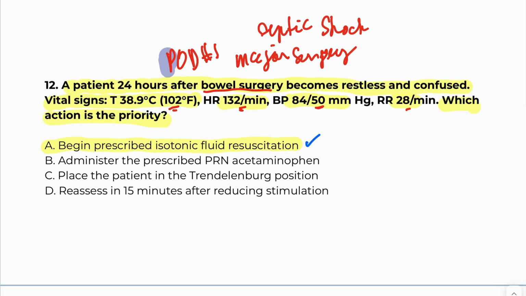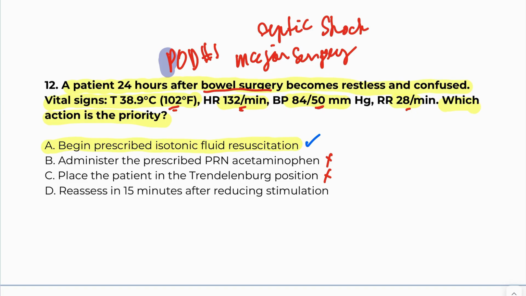Letter B sounds good because the temperature is really high, but that's not a priority at this stage. The other priority would be administration of antibiotics, because this person already has some sort of sepsis. Placing the patient in a Trendelenburg position is a bad idea at this time. Trendelenburg means the head is lower than the rest of the body, and we don't want to pull all that blood towards the head of the patient.